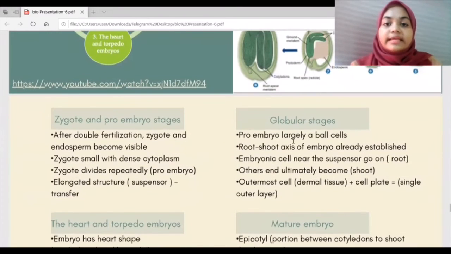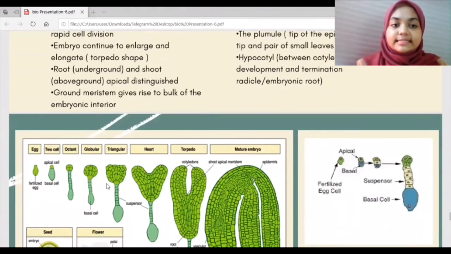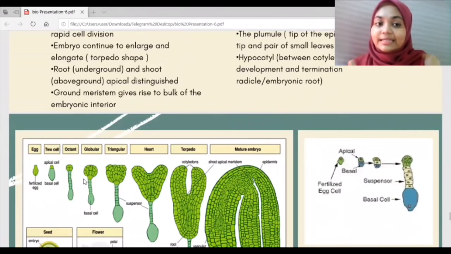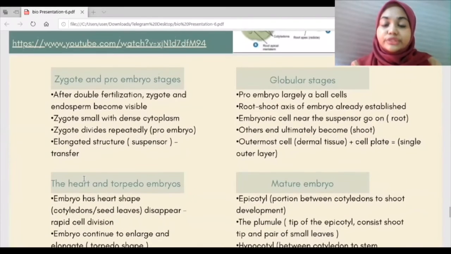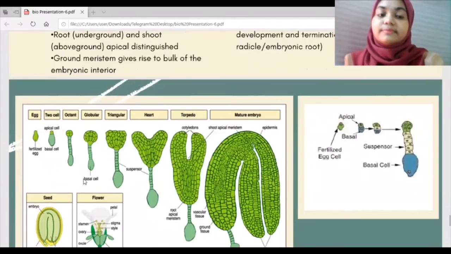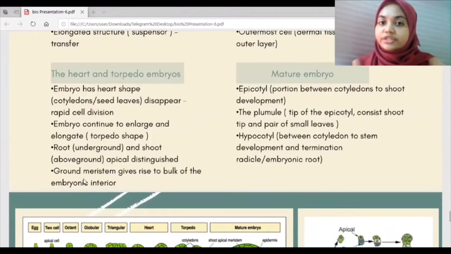Okay, the globular stage is where the proembryo is largely a ball of cells. Why is it called a ball of cells? This is the globular stage. You can see the zygote becomes a ball shape. Next, the root-shoot axis of the embryo is already established. The upper one is the shoot, and the lower one is the root, and this axis is already established in this stage, which is the globular stage.